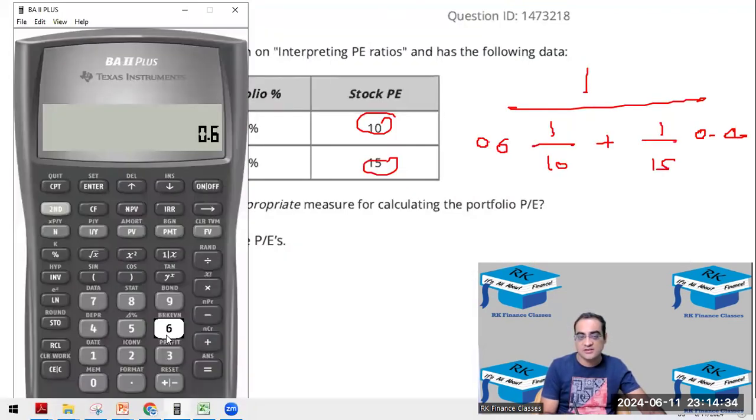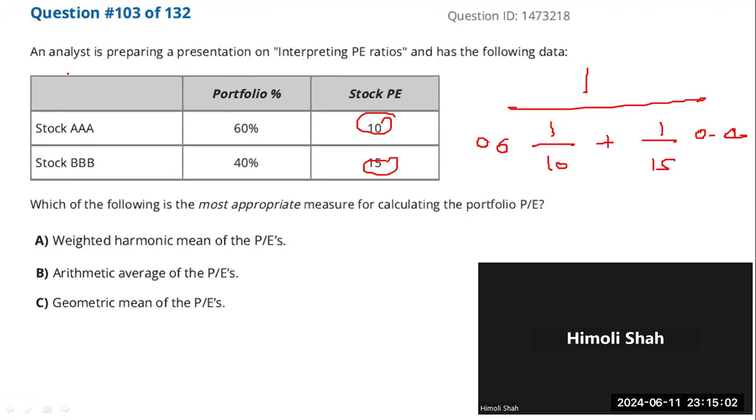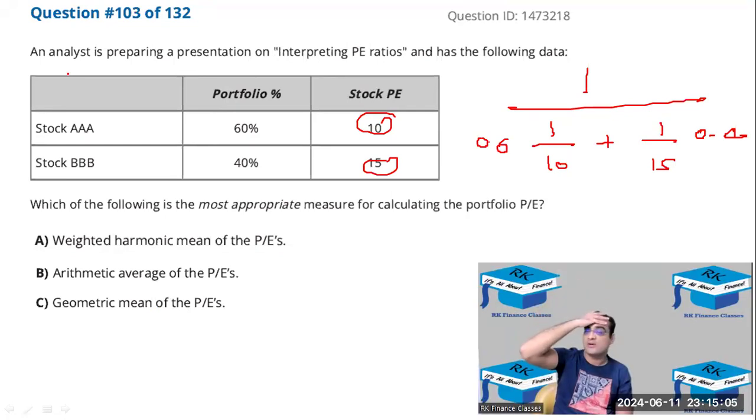Let's check it. 0.6 into 1 upon 10, store 1, and 0.4 into 1 upon 15, store 2, and then recall 1 plus recall 2, and then the inverse of that. So that is the same answer. The way I had covered first was wrong, and the second, the number of shares method, is correct. Emoli, is it clear? Yes, sir. Thank you. Others, raise hand if it is clear. The longer approach, the formula will be clear anyway. Longer approach, clear? Raise hand please. All right, good.